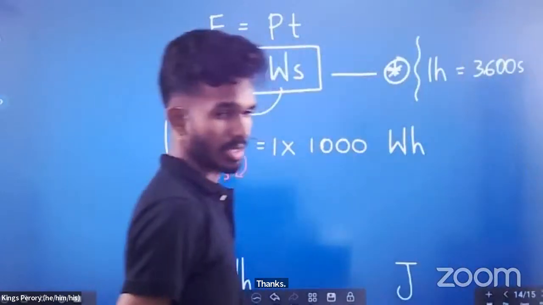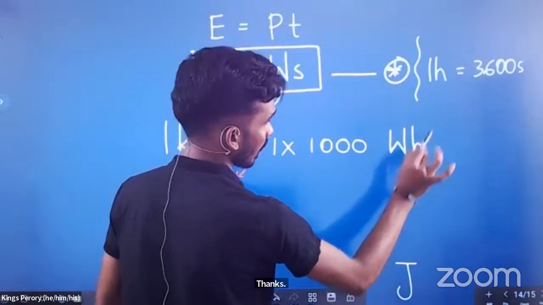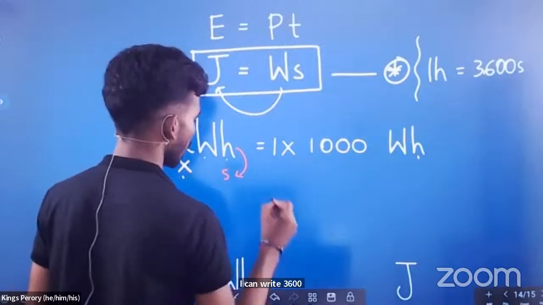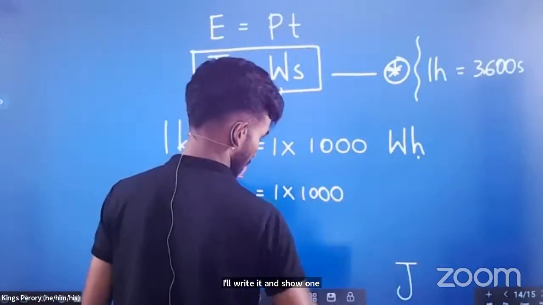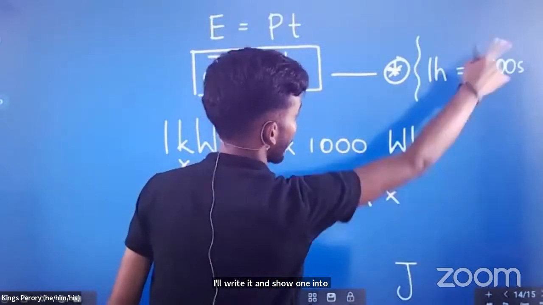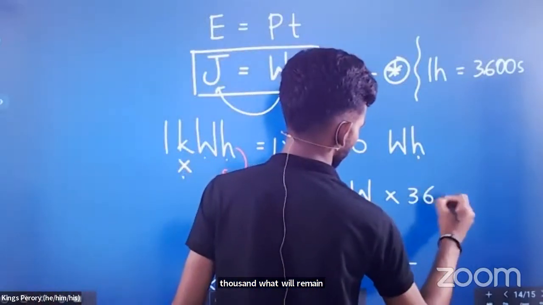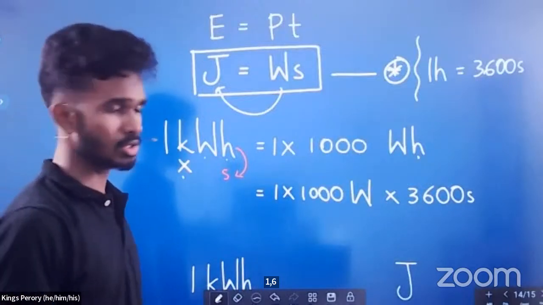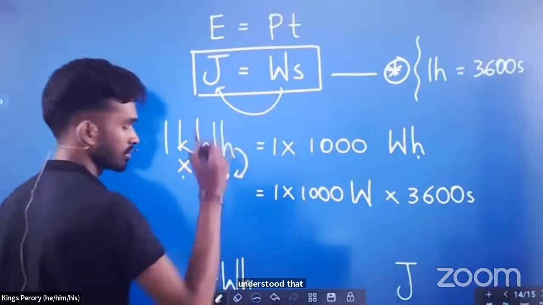Instead of hour, I can write 3600 seconds. I'll write it and show: 1 into 1000, and what will remain instead of hour? 3,600 seconds. Understood that step? Nothing big. I converted hour into second.